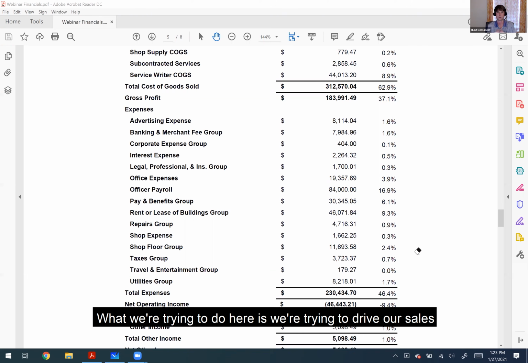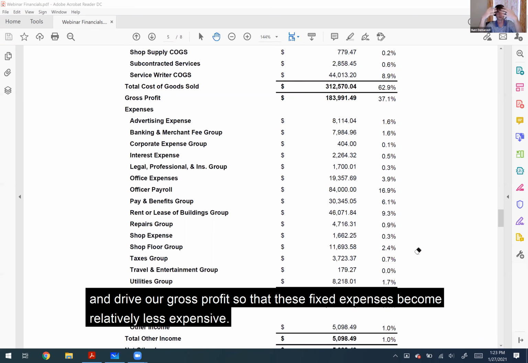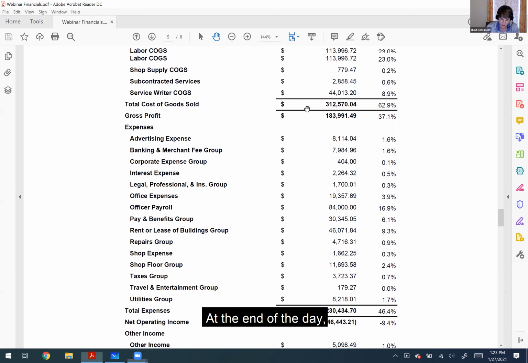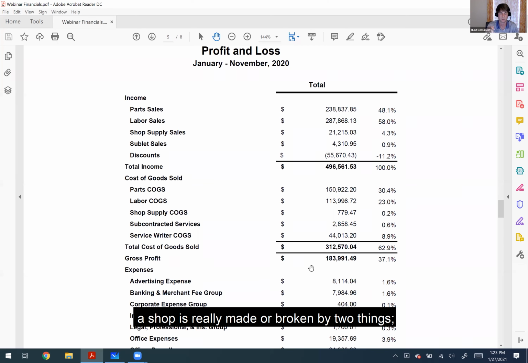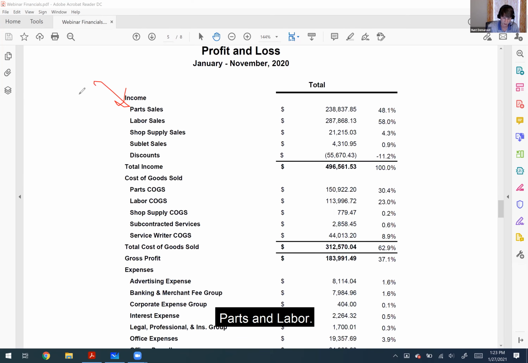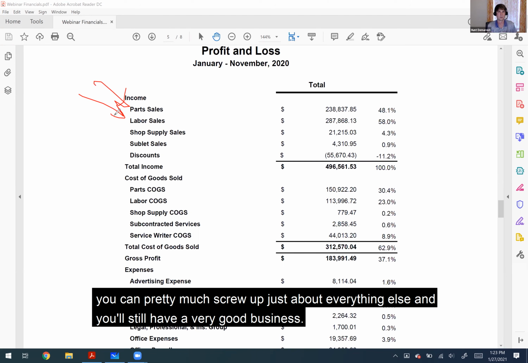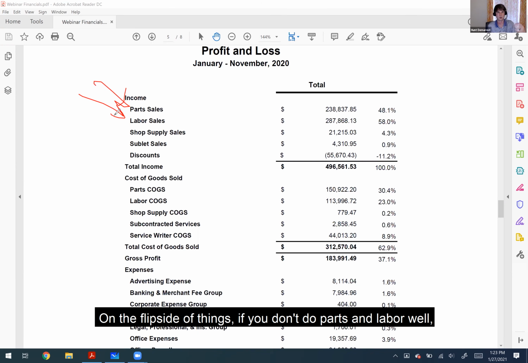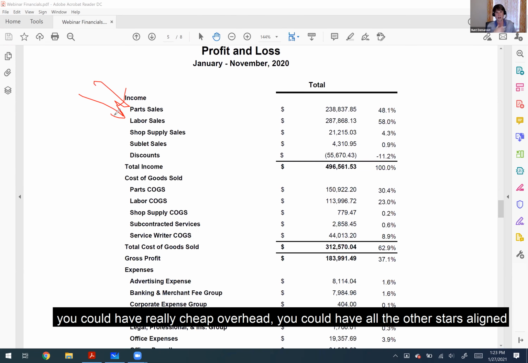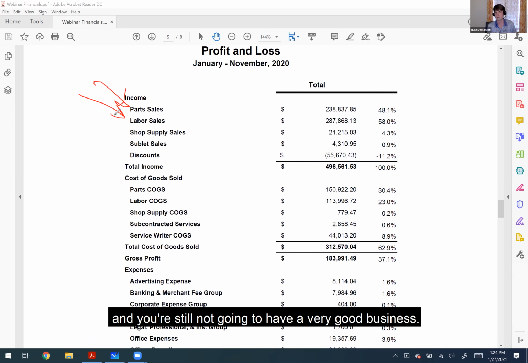What we're trying to do here is drive our sales and drive our gross profit so that these fixed expenses become relatively less expensive. At the end of the day, a shop is really made or broken by two things: parts and labor. If you do parts and labor well, if you have a good gross profit margin on parts and labor, you can pretty much screw up just about everything else and you'll still have a very good business. On the flip side, if you don't do parts and labor well, you could have really cheap overhead, you could have all the other stars align, and you're still not going to have a very good business.